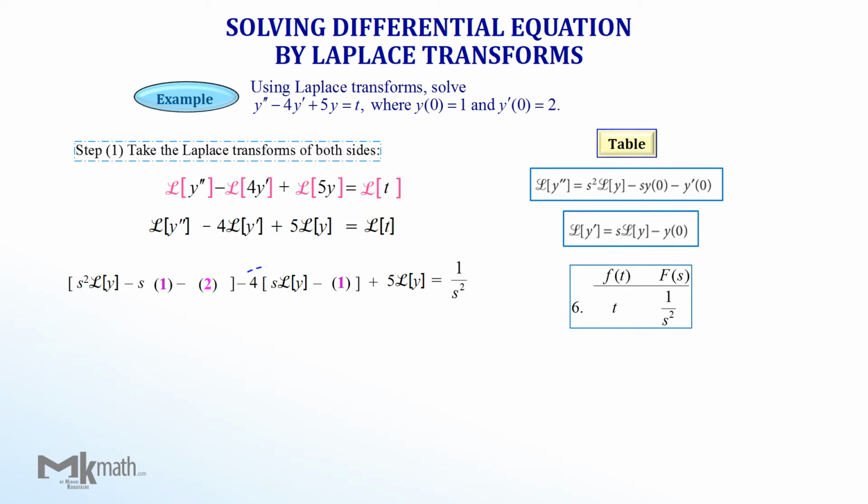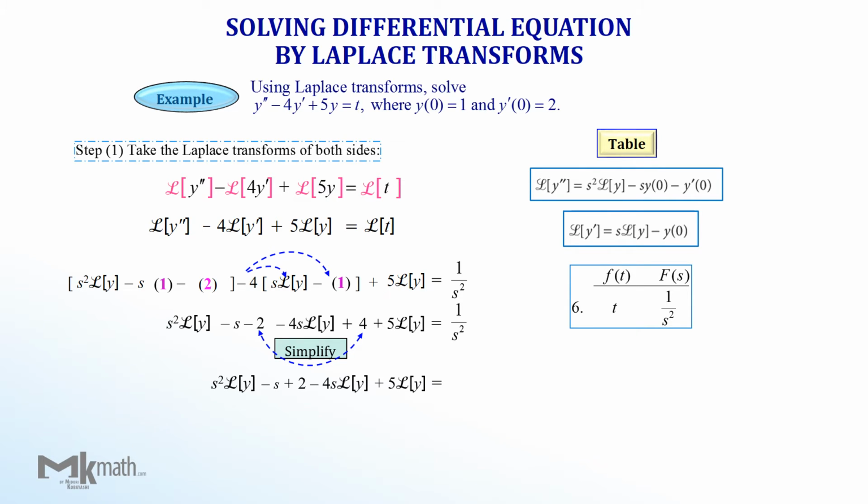Distributing minus 4 to get s squared Laplace of y minus s minus 2 minus 4s Laplace of y plus 4 plus 5 Laplace of y equals 1 over s squared. Simplifying the constant terms to get s squared Laplace of y minus s plus 2 minus 4s Laplace of y plus 5 Laplace of y equals 1 over s squared.